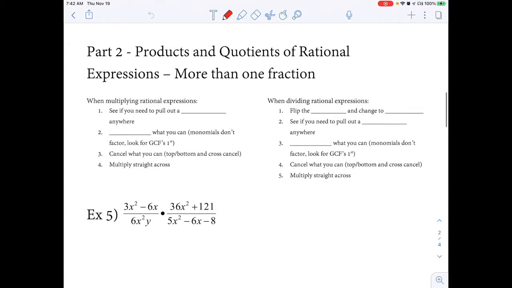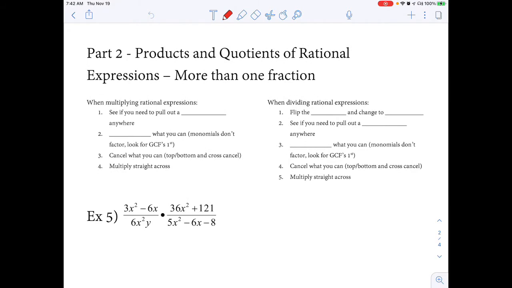So part 2, we're going to talk about products and quotients of rational expressions. That simply means we're really going to have more than one fraction, and we're either going to be multiplying our fractions or we're going to be dividing our fractions. When you multiply rational expressions, see if you need to pull out a GCF anywhere.